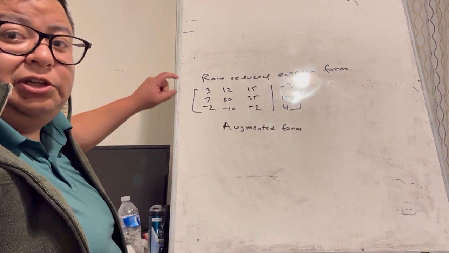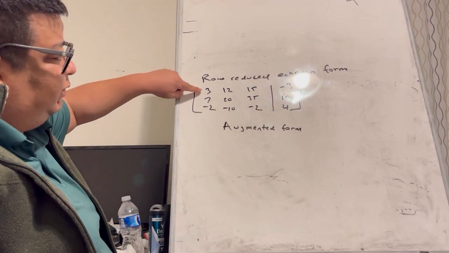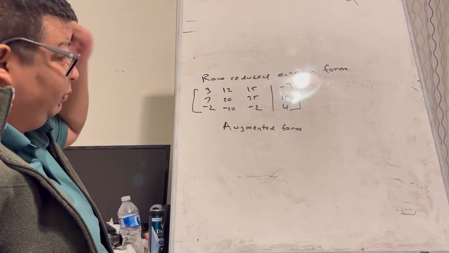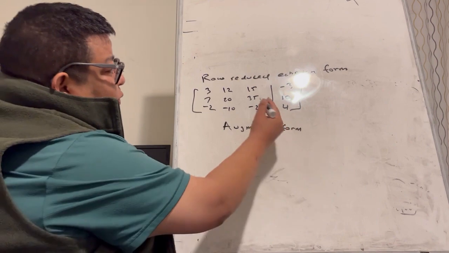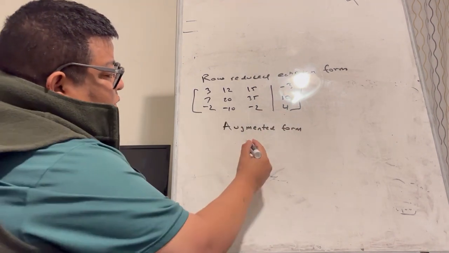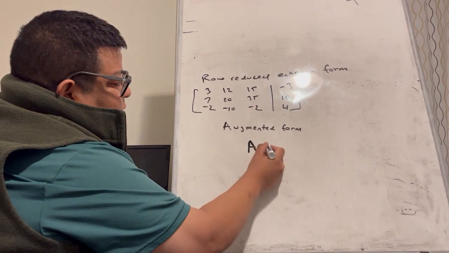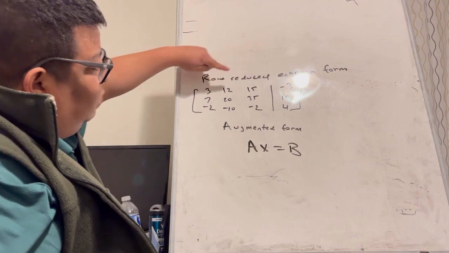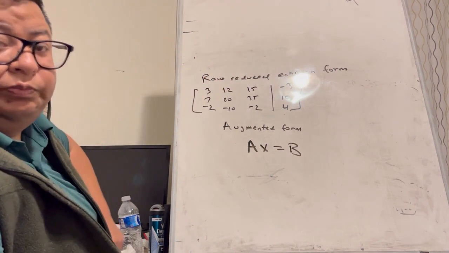Because we have a linear system of equations of three variables. You can say that is x, y, and z. And then here we have the coefficients, and this looks something like this: Ax equals b. So this is your b and this is your A.